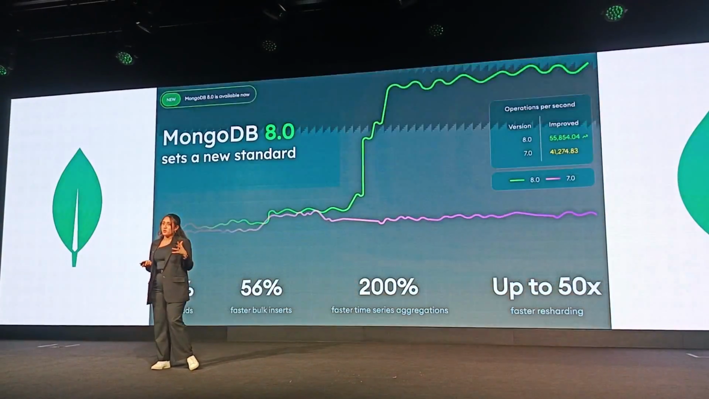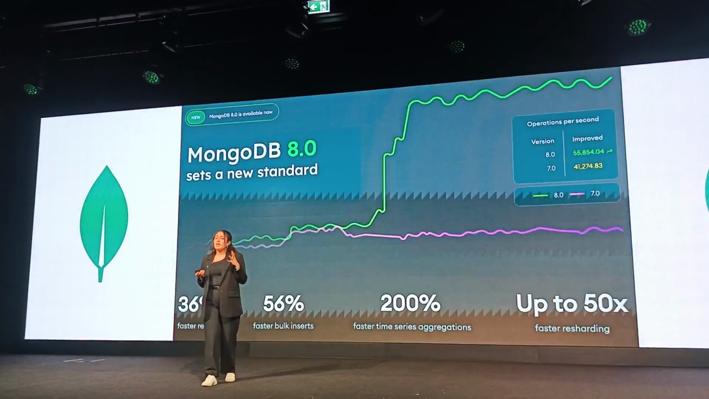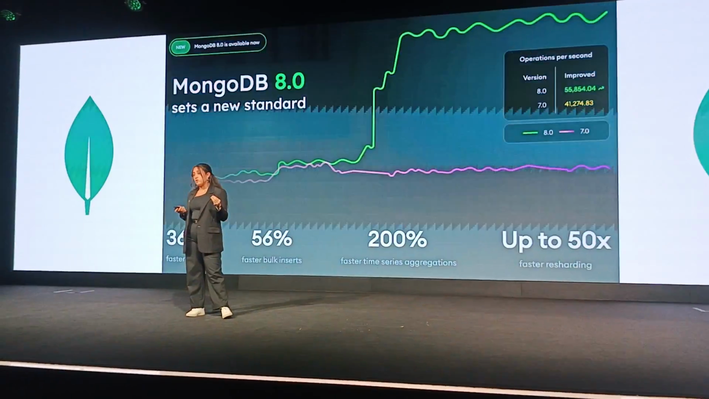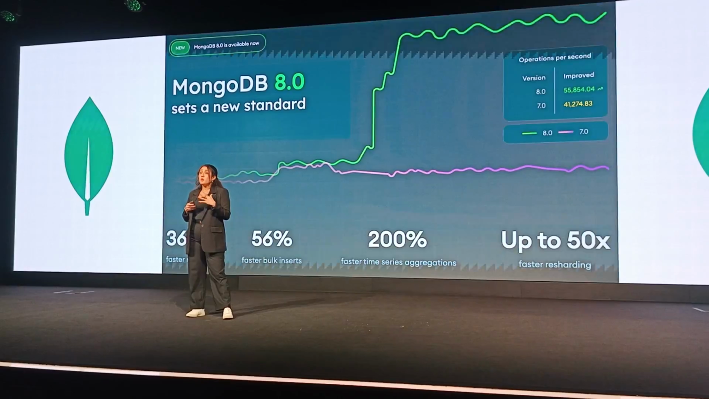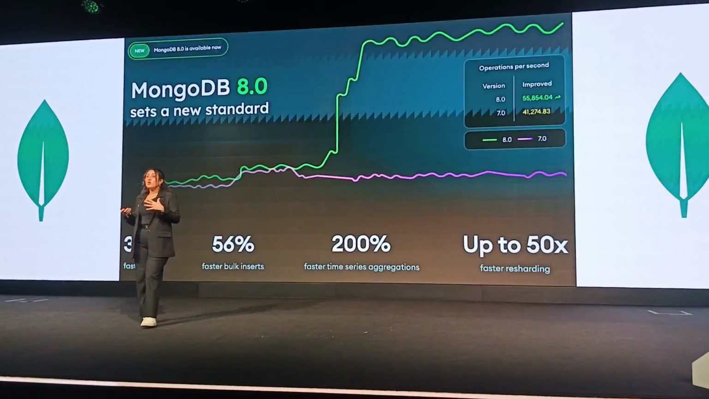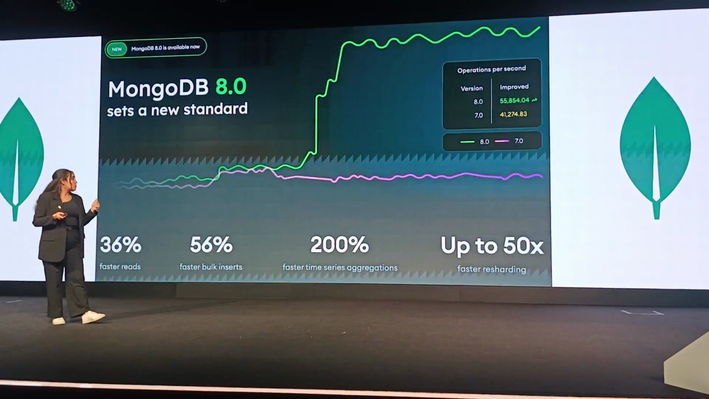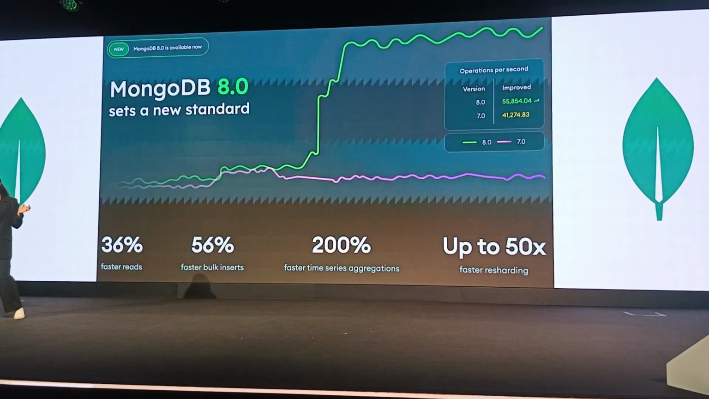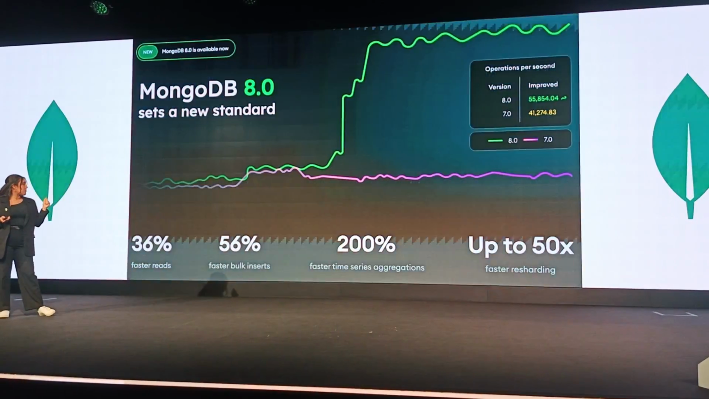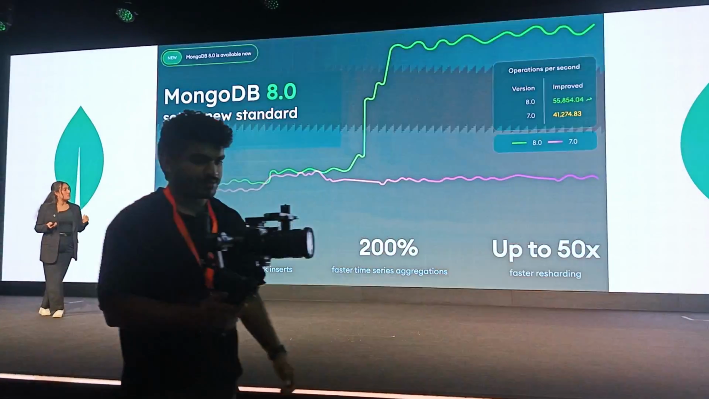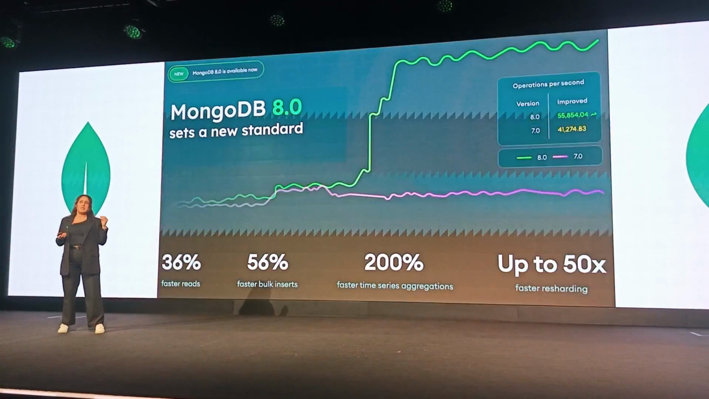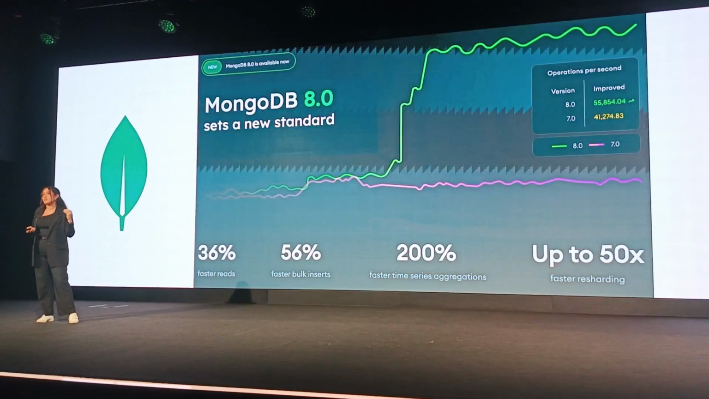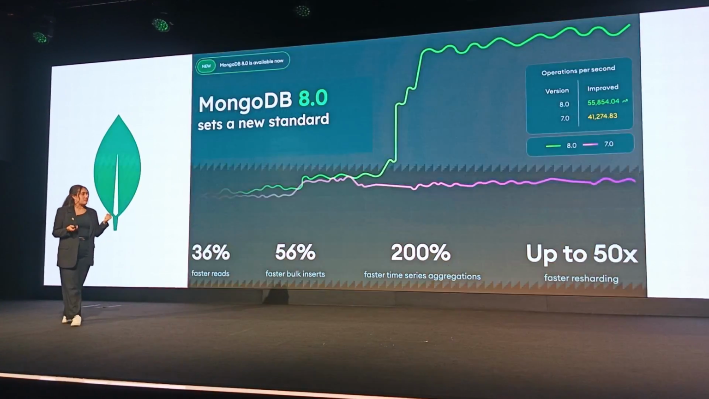Okay, so all these are good news. So how about MongoDB 8.0? MongoDB 8.0 raises the bar even higher. In terms of performance, it sets a new standard. When we compare it to 7.0, as you can see, with MongoDB 8.0 you get 36% faster reads, as well as 56% faster bulk inserts. For aggregations on time series, it's 200% faster. And for resharding, it's 50 times faster.